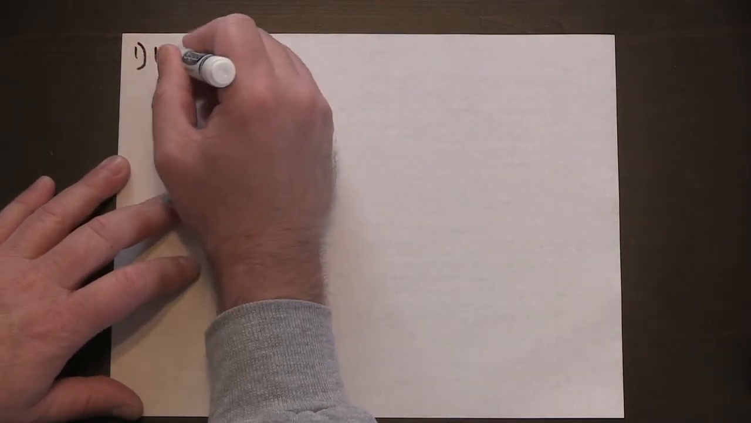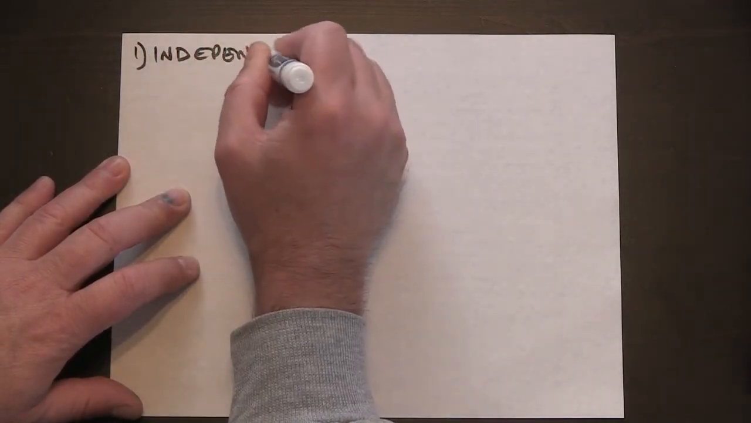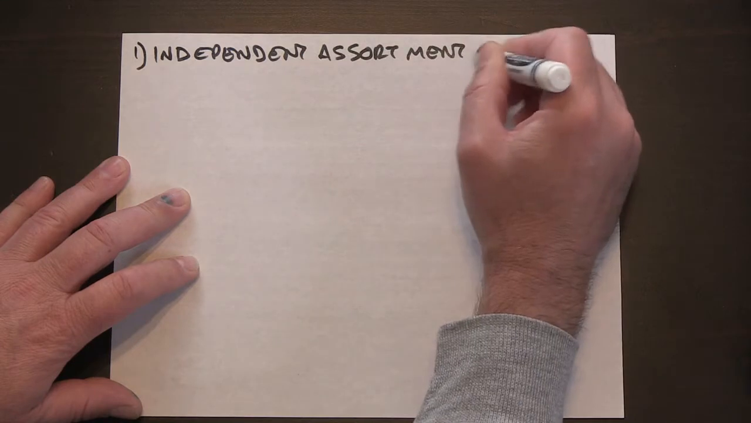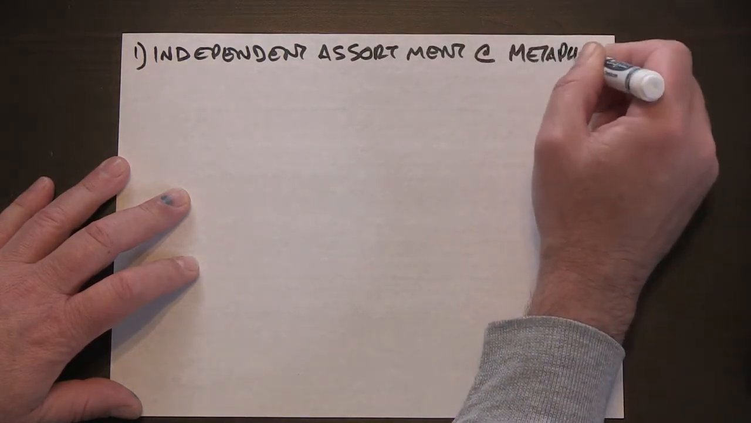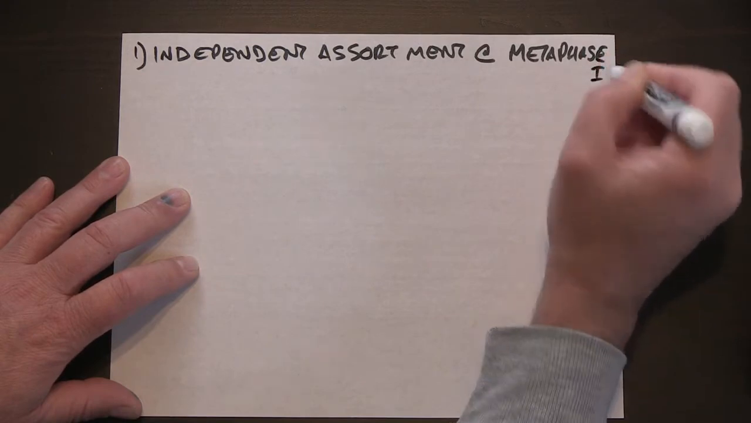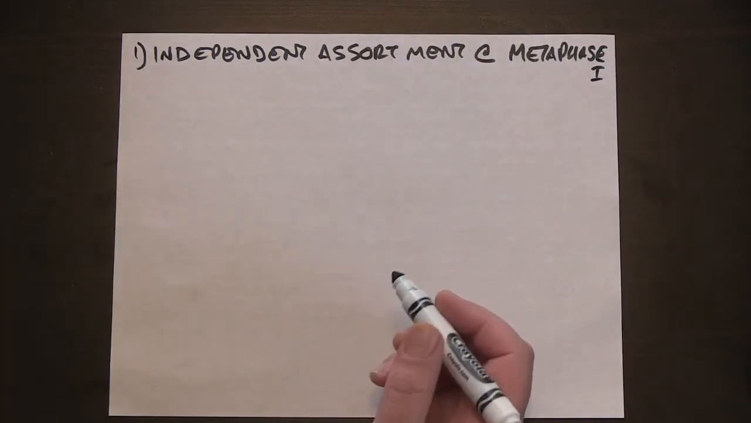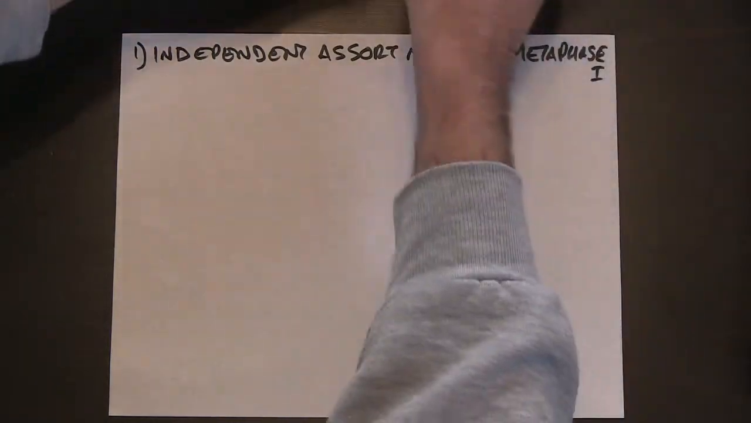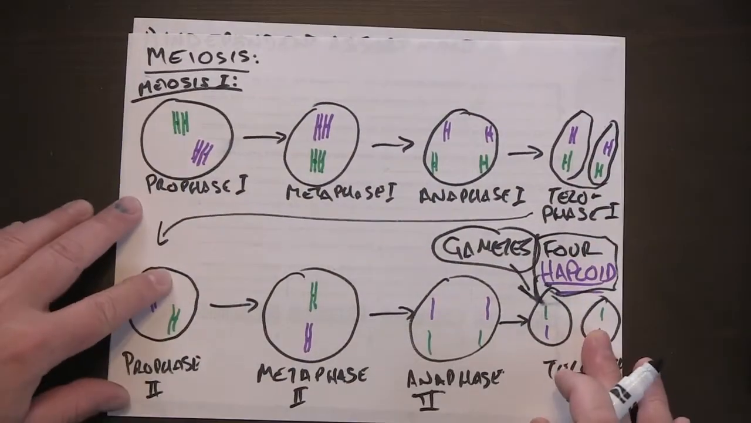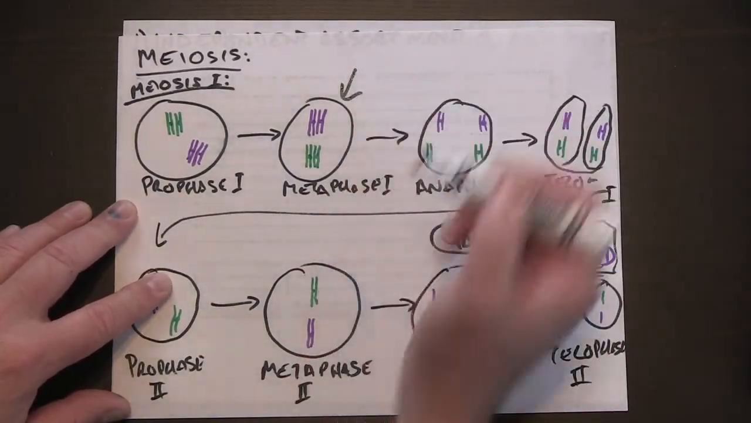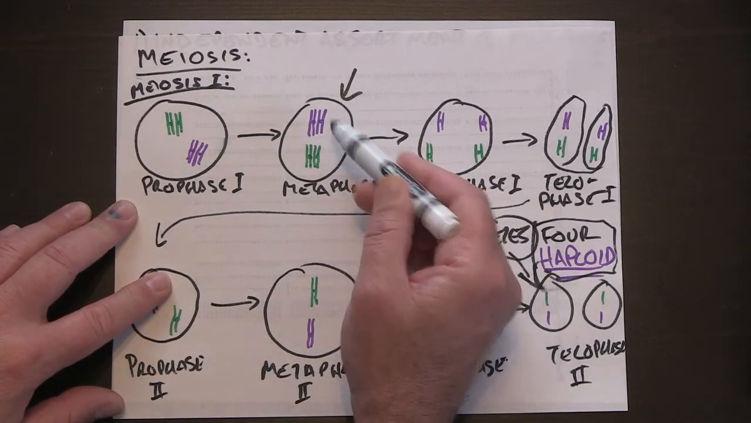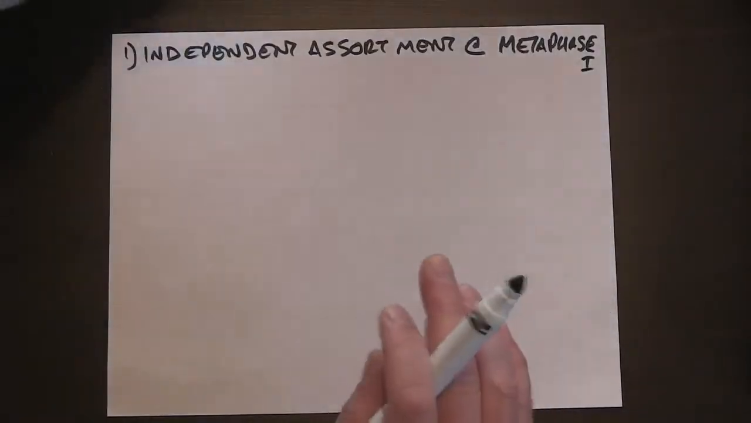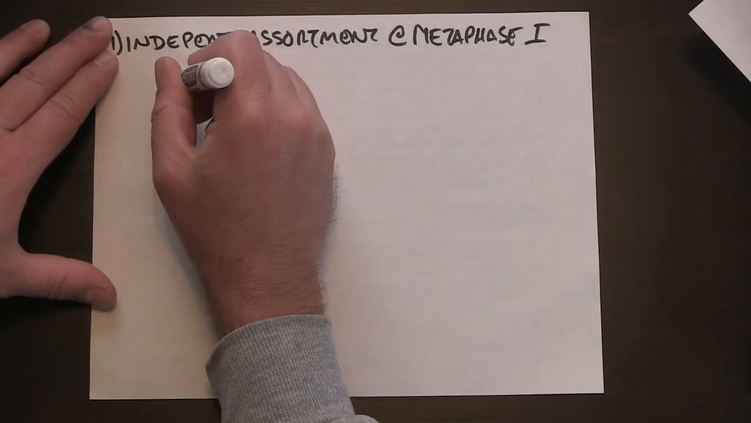Okay, so number 1, independent assortment at metaphase 1. So remember at metaphase, this is from last time. At metaphase 1, the homologous chromosomes are lined up along the midline, right? So I'm going to change that a little bit.